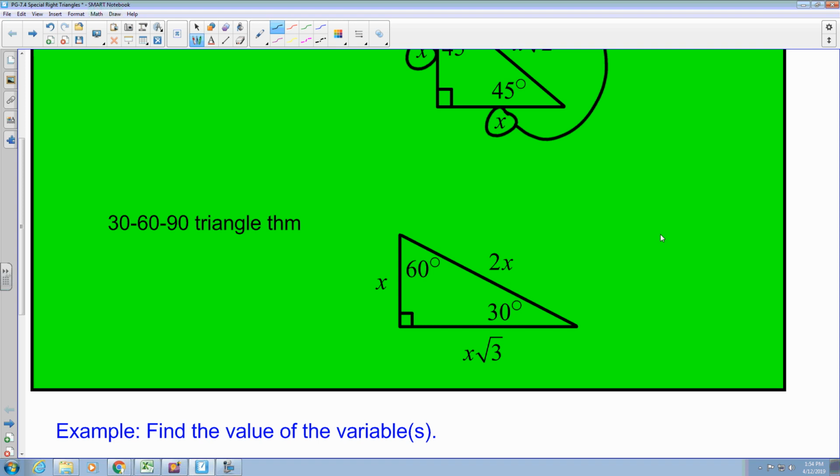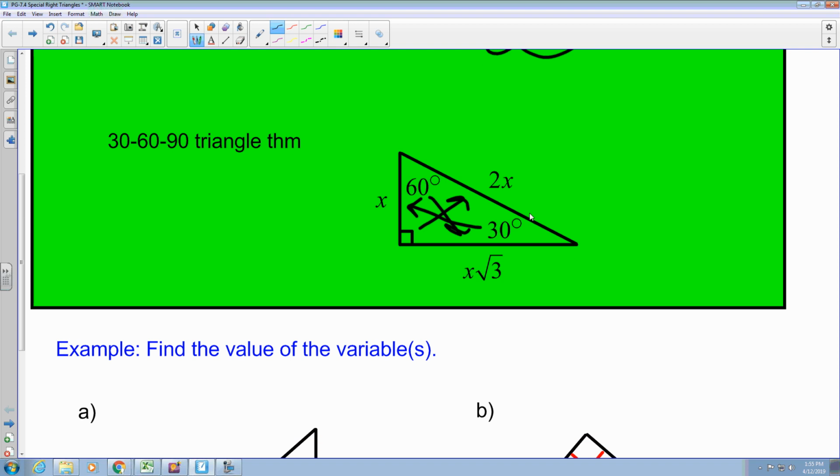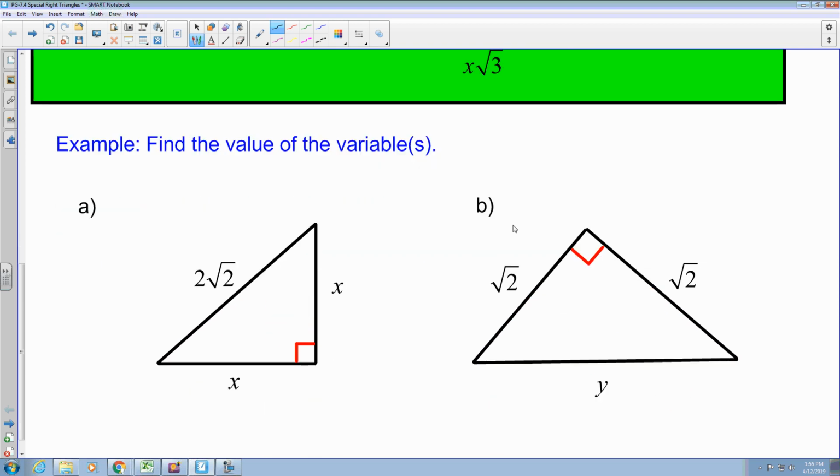Okay? The next one here is we have a 30, 60, 90 triangle theorem. Now, if you look, the side length that is opposite of my 30-degree mark is our value of x. The hypotenuse is going to be 2 times whatever that value of x happens to be, and the opposite side of the 60-degree mark is whatever that side is times the square root of 3. And we can use that to find any unknown values.